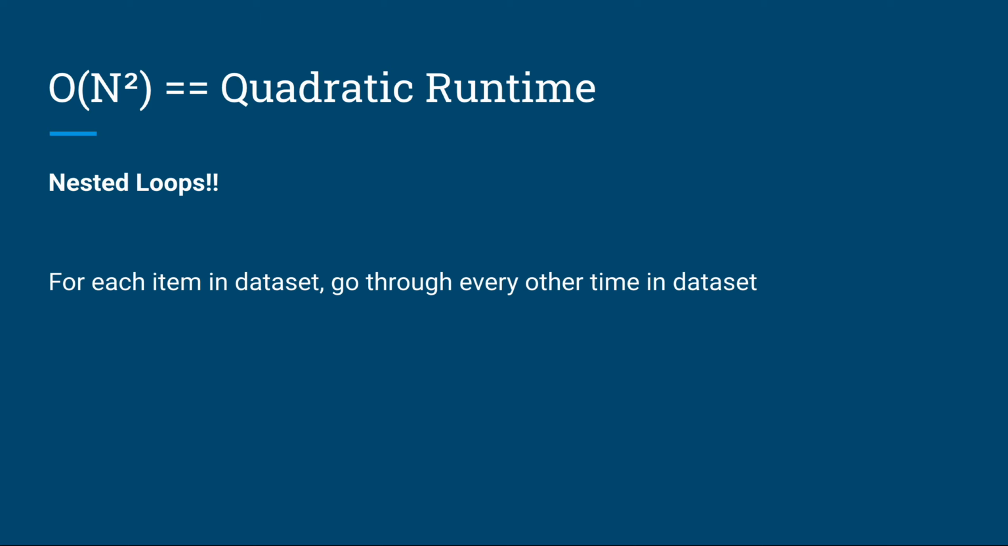Then we get to quadratic, so O of n squared. This usually is when you have nested loops. So you have for var i gets 0, and inside of that, for var j gets 0. Right? So you've got 2 loops. And that is O of n squared. We'll go into why it's O of n squared pretty soon. But what that means is that for each item in a data set, you're going through every other item in that data set. So that's O of n squared.